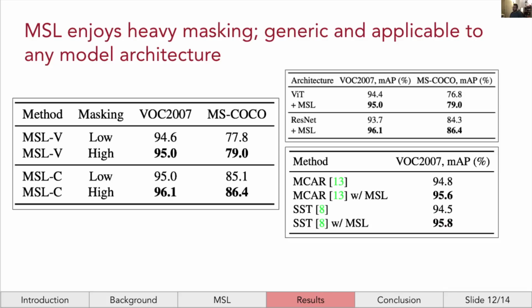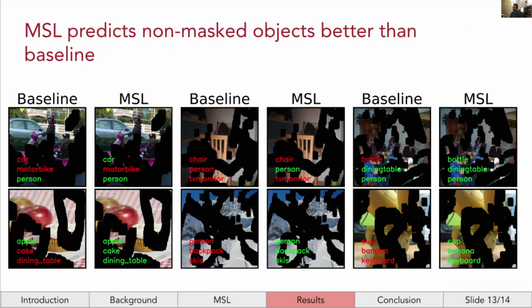MSL also enjoys heavy masking. It is also generic and applicable to any model architecture, making it model agnostic. Another property of MSL is that it predicts non-masked objects better in comparison to baselines.